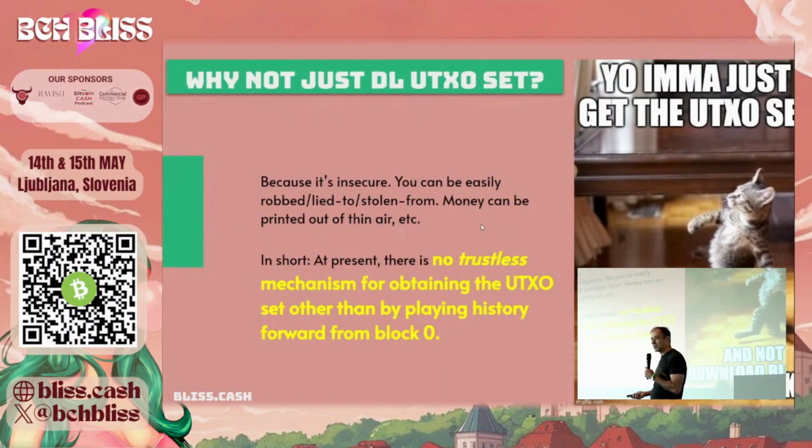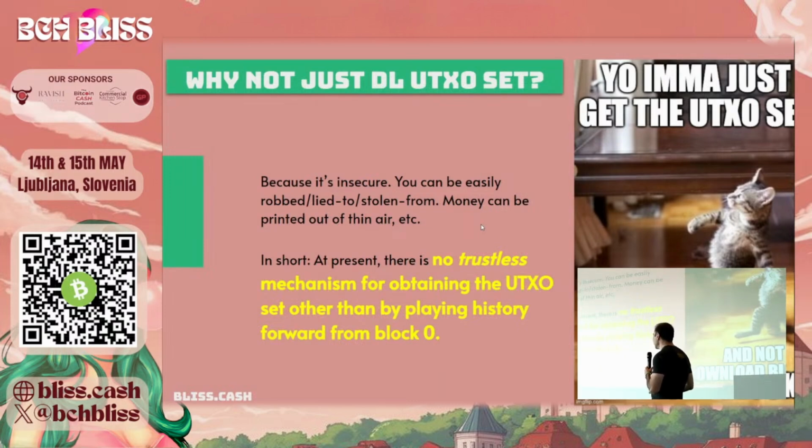Some node implementations have done a thing called fast sync, where they have a hard-coded hash in the binary, and if they download a UTXO set and it matches the hash they're expecting, they know that the devs blessed it and it's good. But that requires trust. There's no trustless way to do it. So the only thing you can do is start at block 0 and play the whole chain forward.